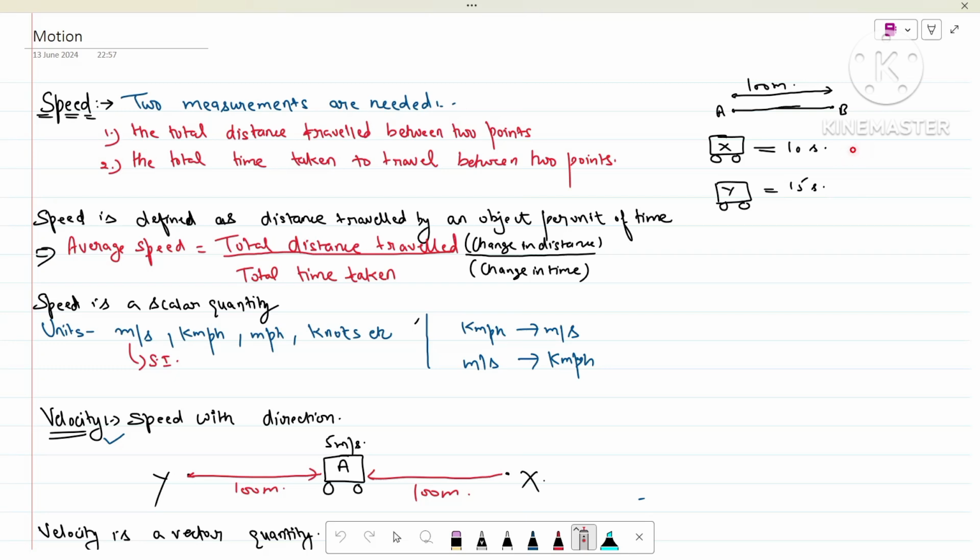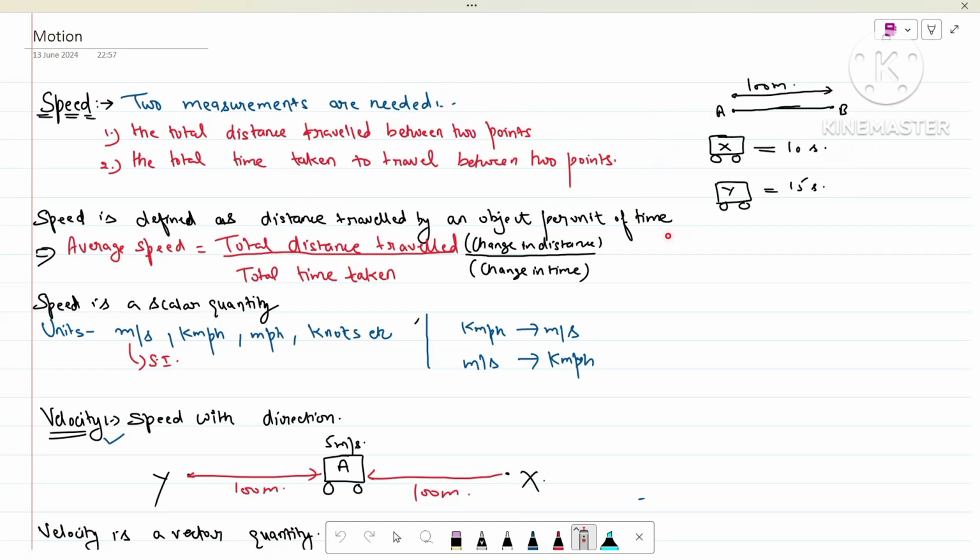So if we want to measure speed, then which two measurements do we need? We need these two measurements: the total distance traveled between 2 points and the total time taken to travel between those 2 points. So speed is defined as the distance traveled by an object per unit time.